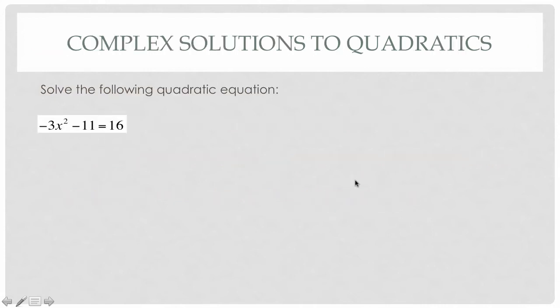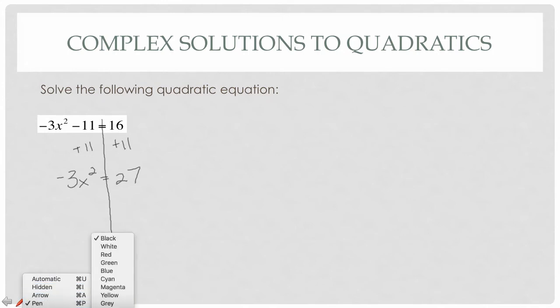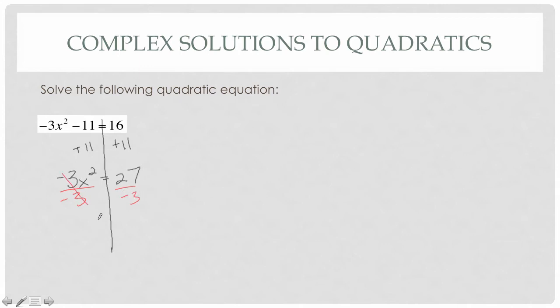All right, let's try and solve the following quadratic. What do we got here? I'm going to work to get x by itself. I'm going to add 11 to both sides. So now we've got negative 3x squared equals 27. I'm going to divide both sides by, sorry, negative 3. Now we've got x squared equals negative 9.